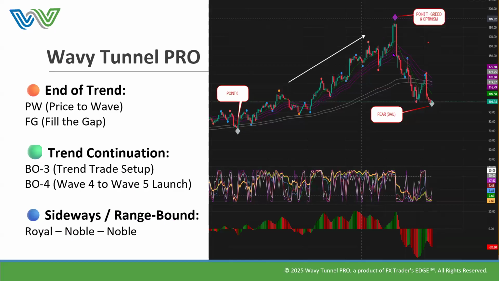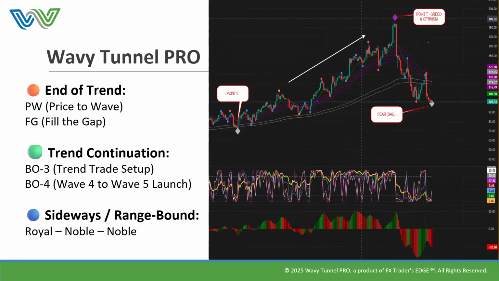So this is what it looks like. The purple lines, this is the wave. It's the 34 EMA on the high, low, and the close. And this is the tunnel. It's the 144 and the 169 EMAs. The PW, the price to wave, is a move into the wave. And then the fill the gap is filling the gap between the wave and the tunnel. And what typically happens is we start with a purple diamond up here, and then we get a gray diamond down here, and it usually shows up below the tunnel from our experience.